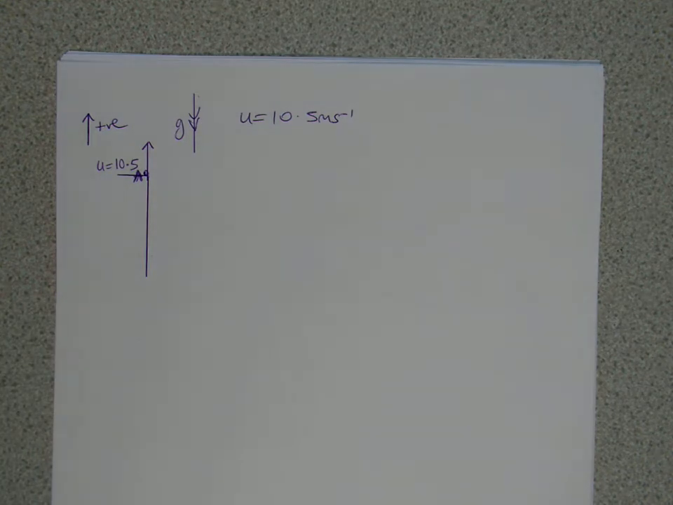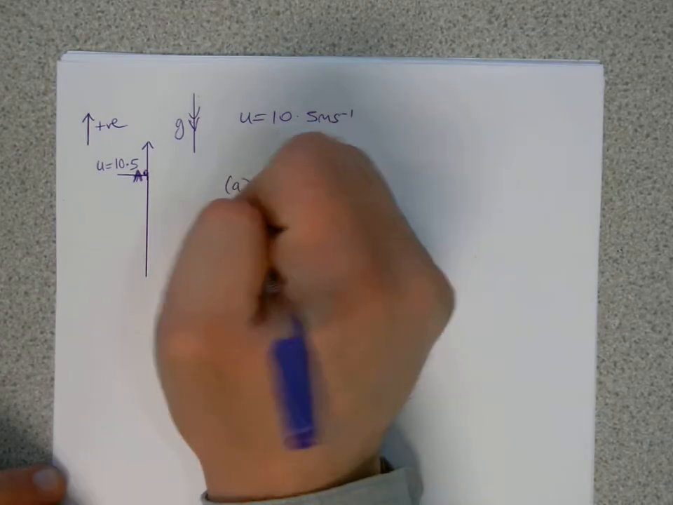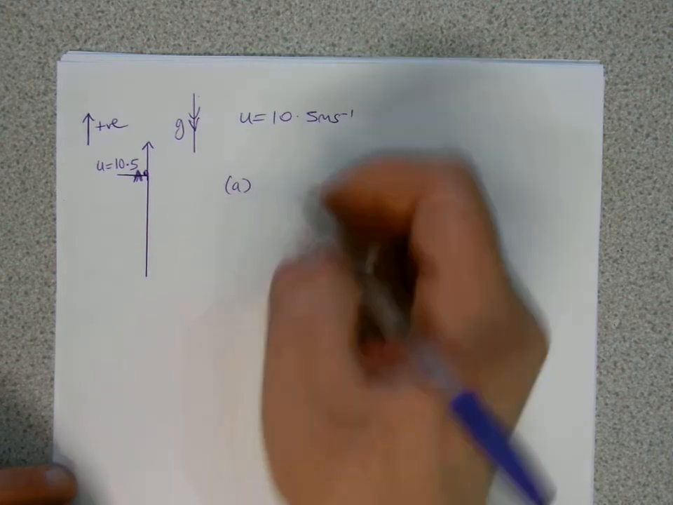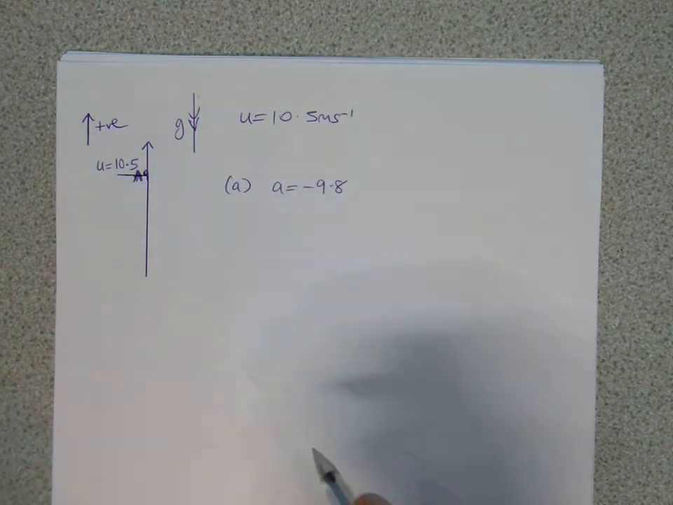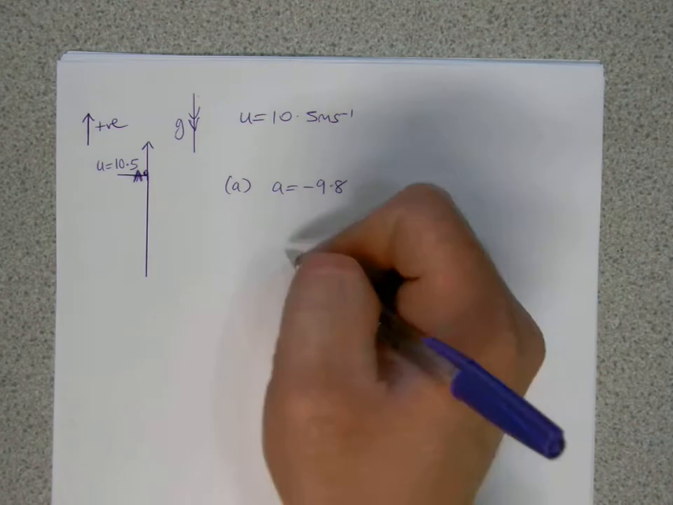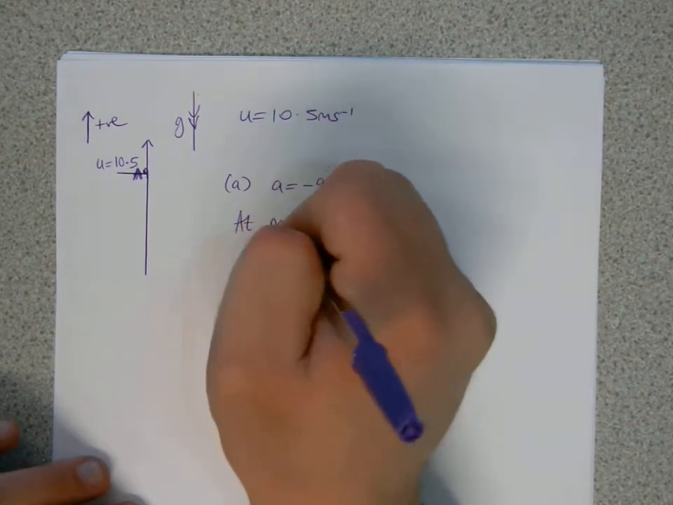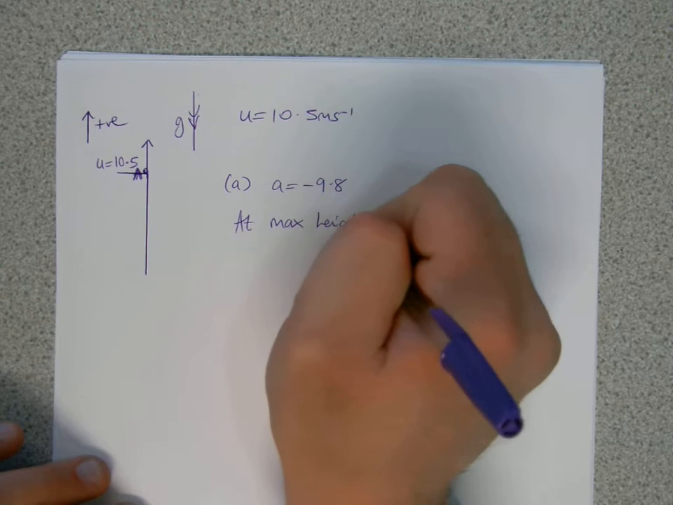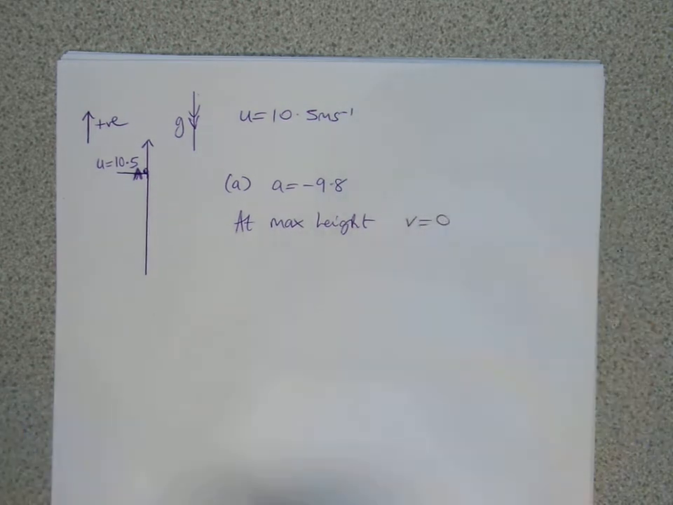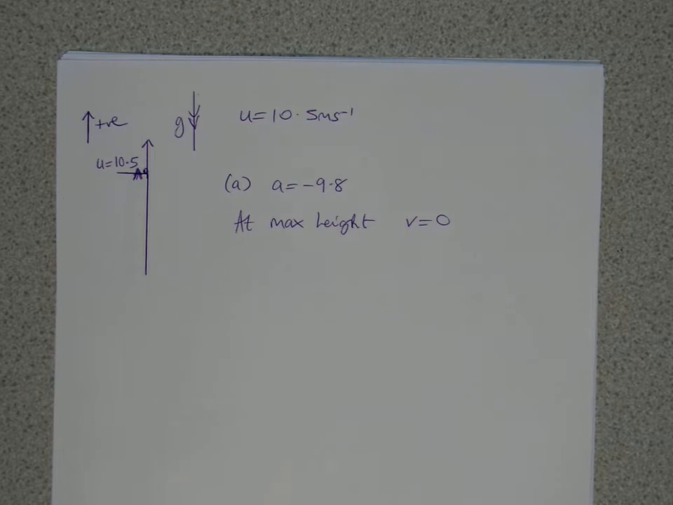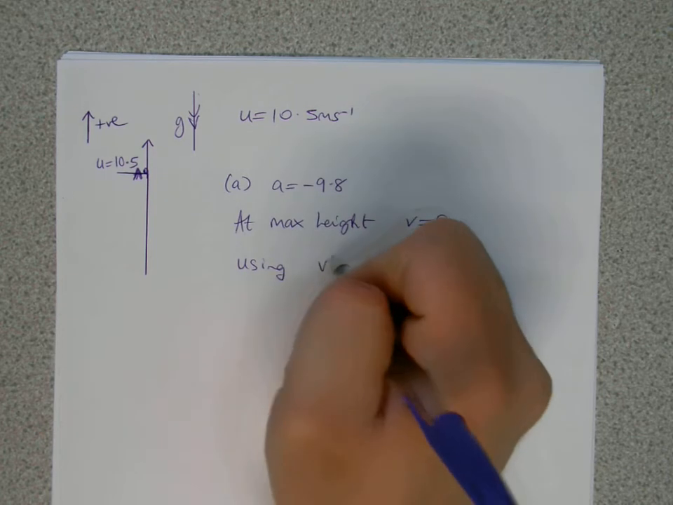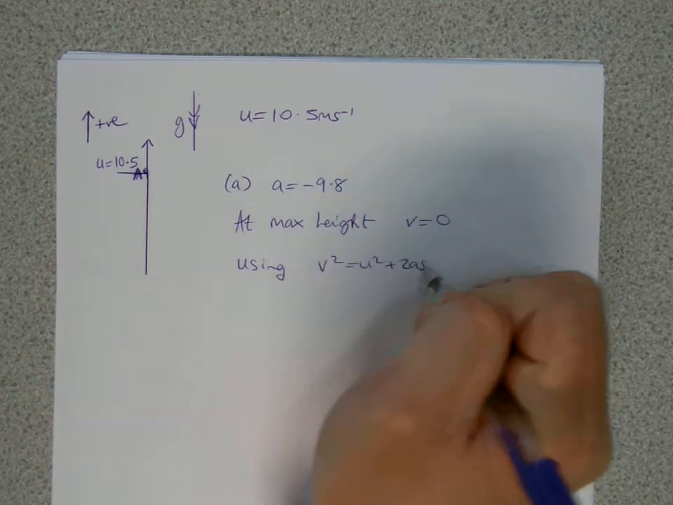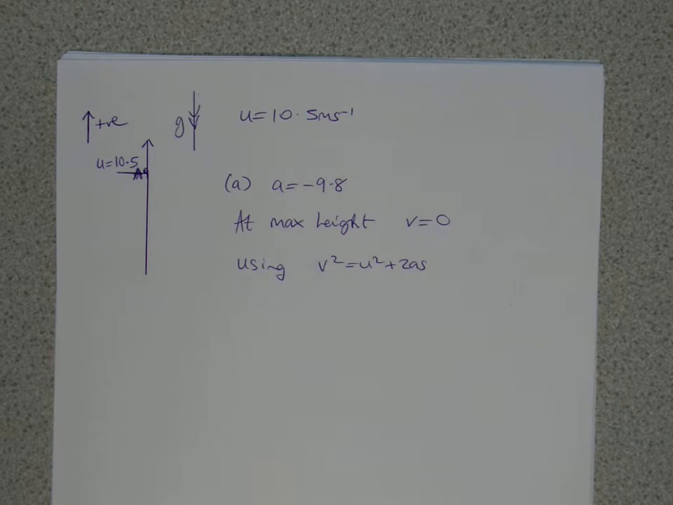So part A then, it says find the greatest height above A reached by the pebble. So we know u is 10.5, all right? And we know a is minus 9.8, okay, because it's going opposing the positive direction. Now, at greatest height, of course, as we saw in the last question, velocity is 0, isn't it? Okay, velocity is 0. So we can use v squared equals u squared plus 2as, and we can find the greatest height, okay?